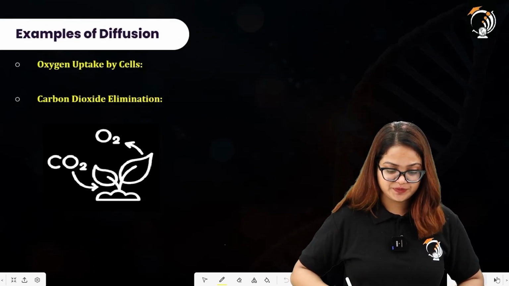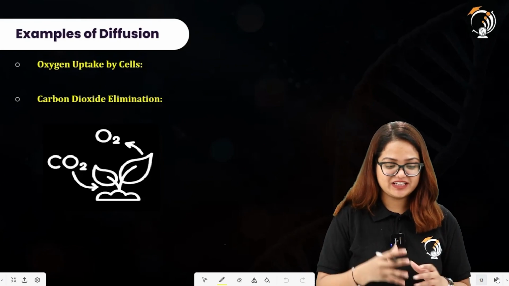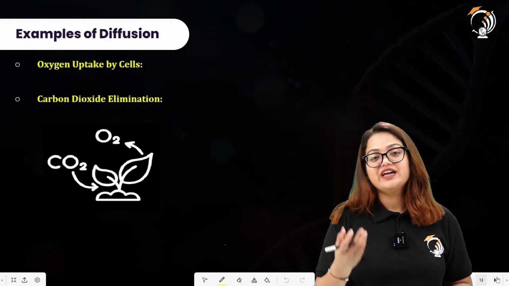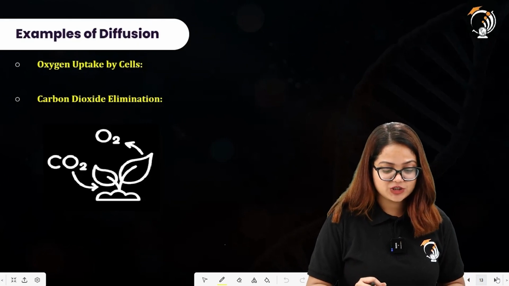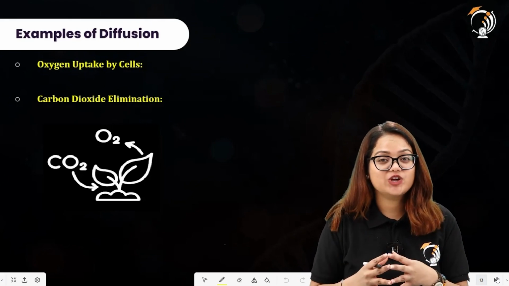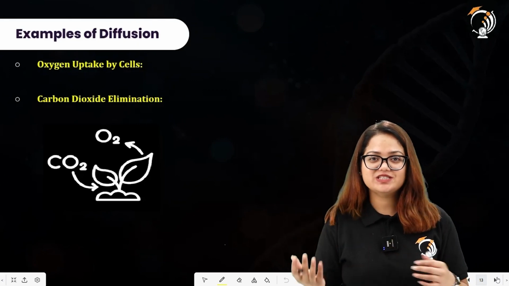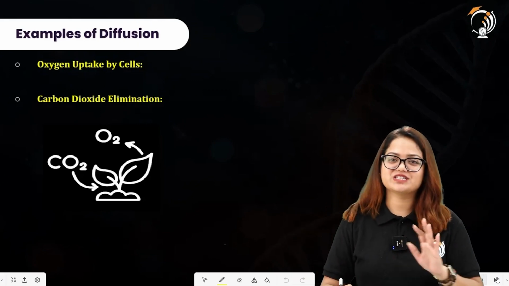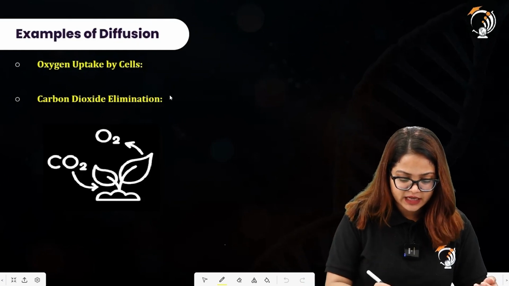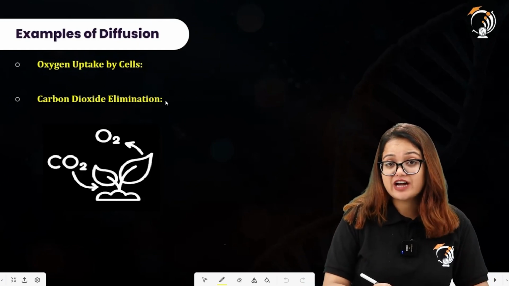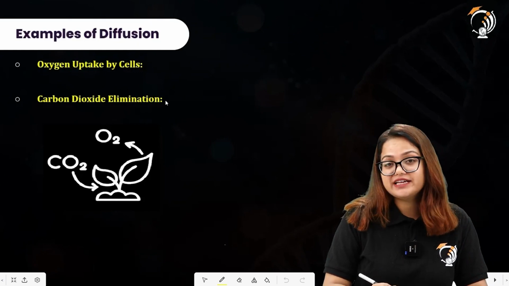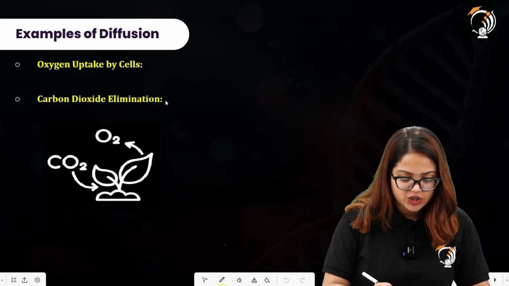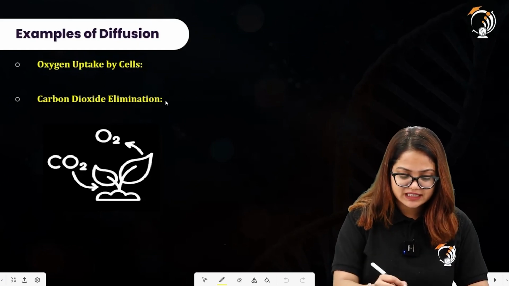Examples of diffusion. We have already discussed that oxygen is required by the cell to carry out the process of respiration, particularly aerobic respiration. Aerobic respiration is a type of respiration which requires oxygen to perform the process. And there is also accumulation of carbon dioxide, and this carbon dioxide, being toxic in nature, has to be removed from the cell. So, oxygen uptake by the cells.